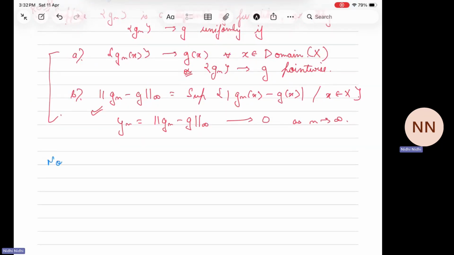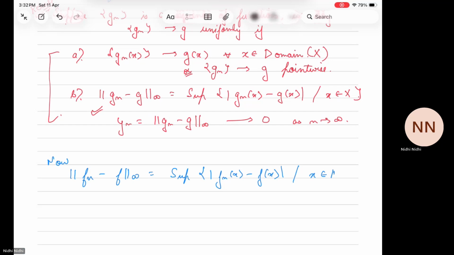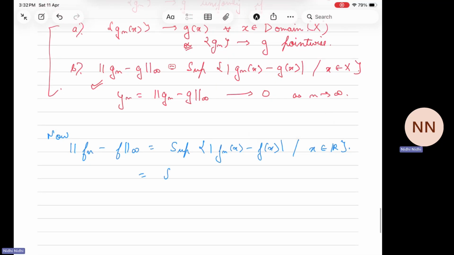So now, this fn minus f sup norm is equal to supremum of mod fn(x) minus f(x), and in our case the domain is the set of real numbers. So which is actually equal to supremum of mod fn(x), because f(x) is just 0 for every x in R. So all we need to see is whether the supremum of these functions fn goes to 0 or not.